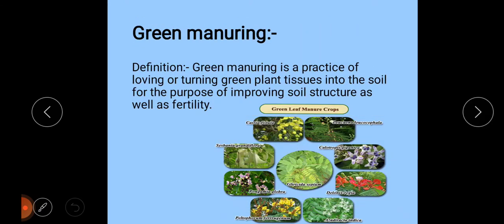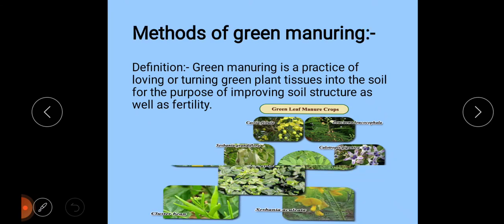Then we discuss a very important topic, that is green manuring. Green manuring is a practice of plowing or turning green plant tissue into the soil for the purpose of improving soil structure as well as fertility. A number of different green manuring crops can be used for that.